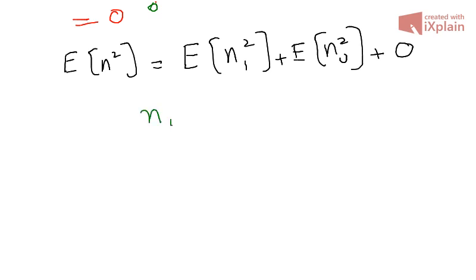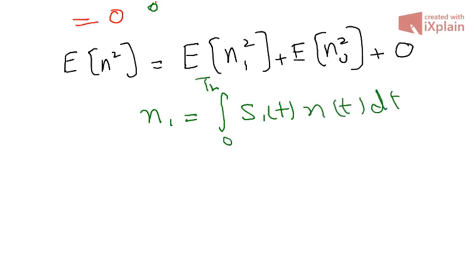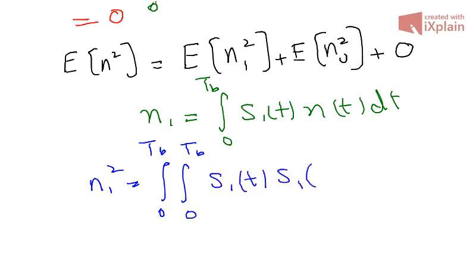n1 squared, where n1 is the integral of s1(t) n(t) dt from 0 to Tb, right? So we can write n1 squared as the double integral from 0 to Tb of s1(t) s1(tau) n(t) n(tau) dt d tau, right?